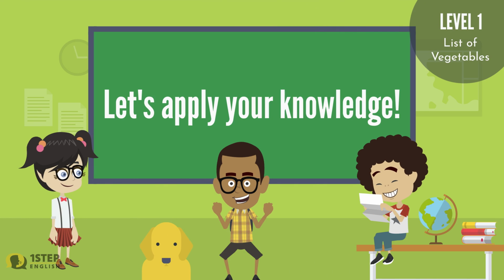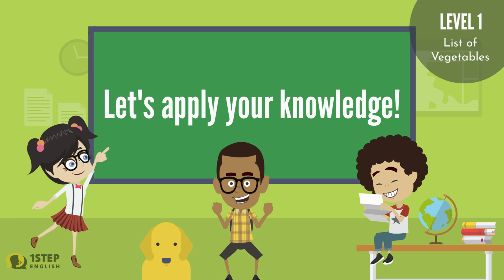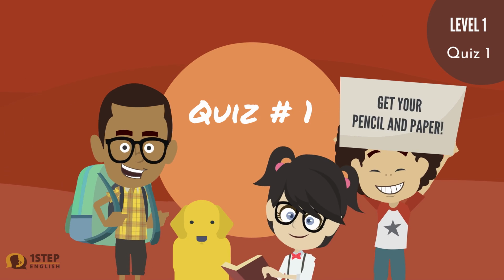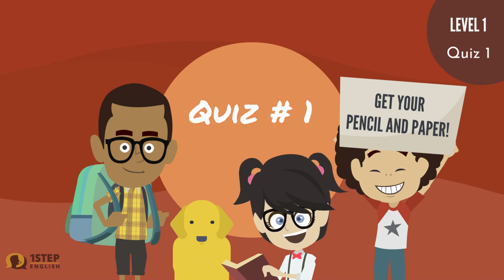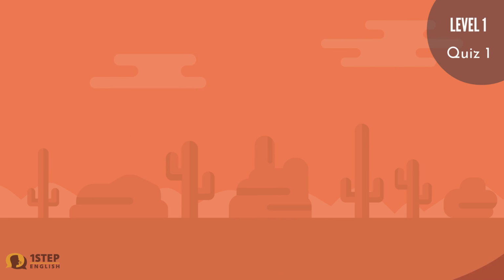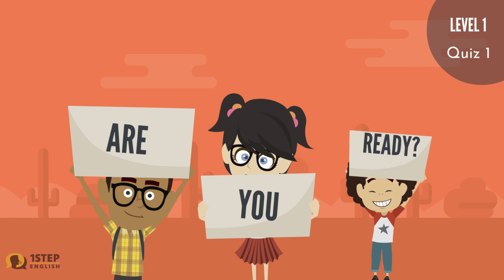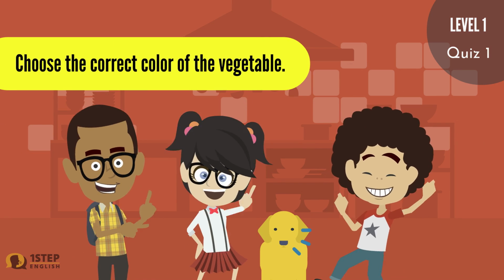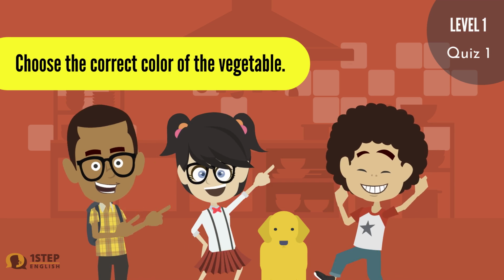Let's apply your knowledge. Quiz number 1. Ready your pencil and paper. Are you ready? Choose the correct color of the vegetable.